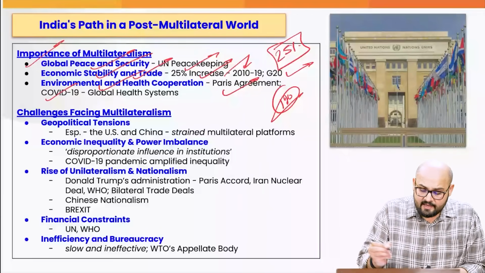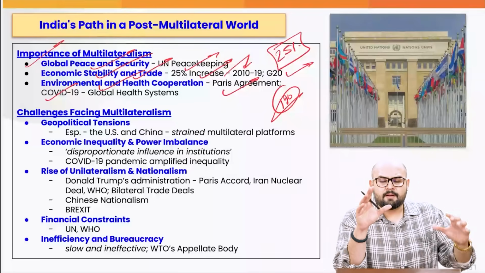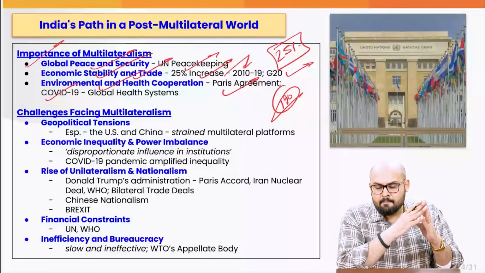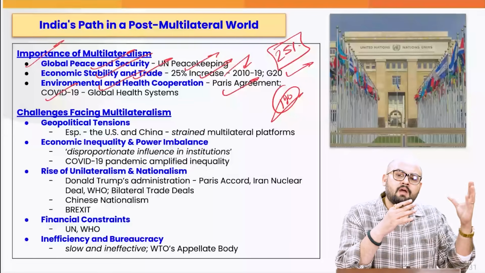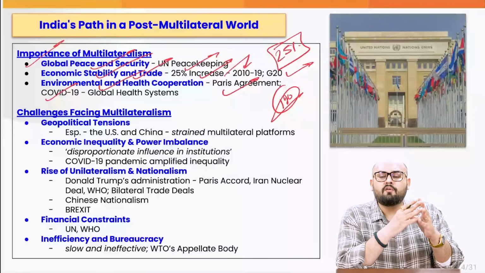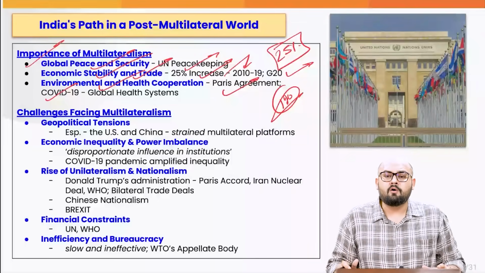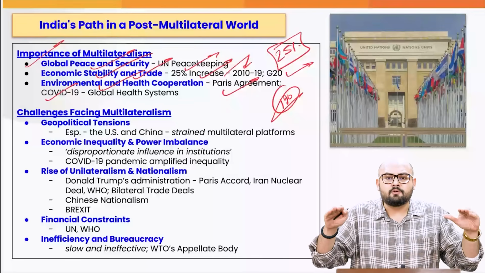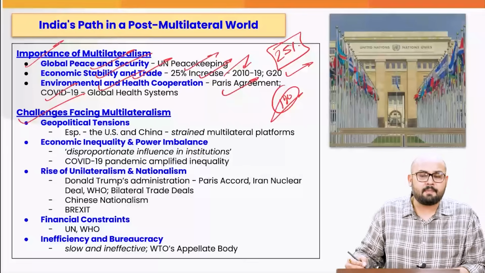Next, we have COVID-19. Again, definitely there were issues with respect to the working of the World Health Organization, but it has also played an important role. When we talk about the supply of vaccines to least developed countries, though they were delayed, WHO has definitely played an important role in having parity with respect to global health aspects, right? Now, what are the challenges being faced by multilateralism?